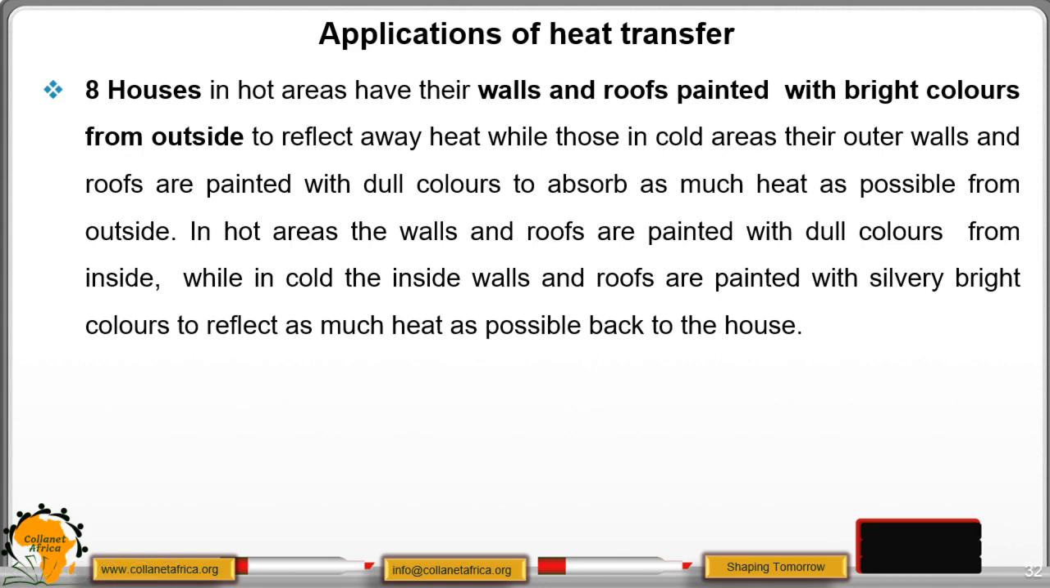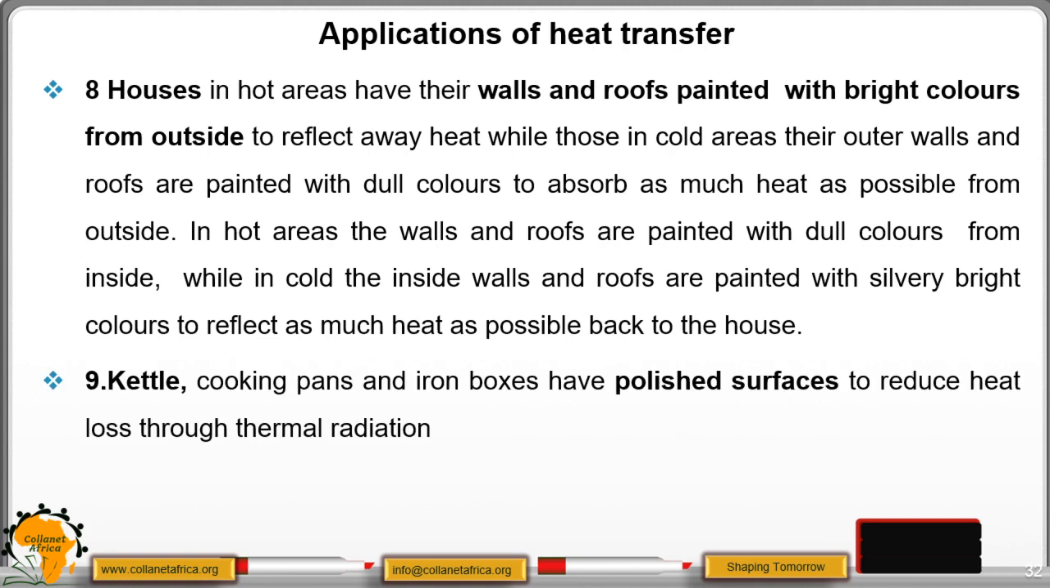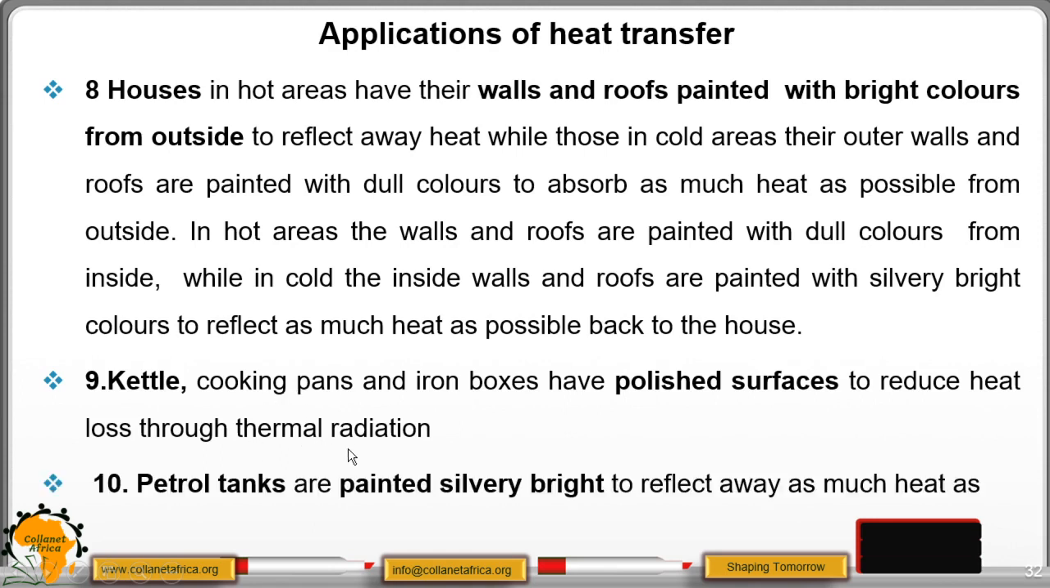Then number 9, we have that kettles, cooking pans, and iron boxes are polished. They are shiny, and this will reduce the heat loss through thermal radiation. Then petrol tanks are painted bright or silvery bright to reflect away as much heat as possible.